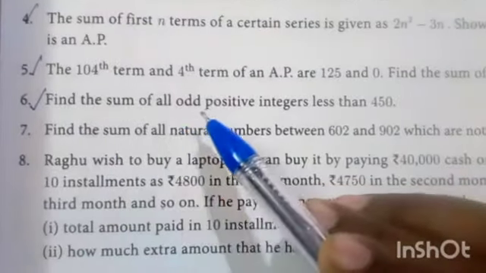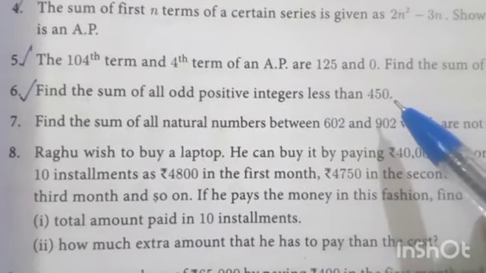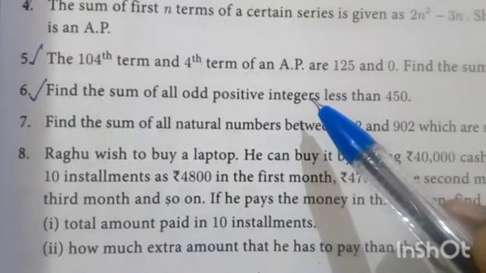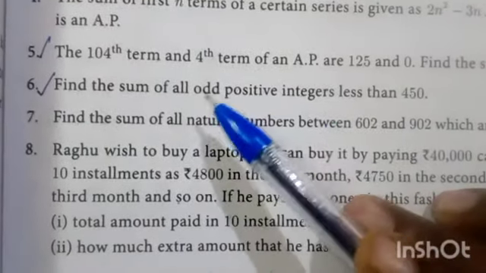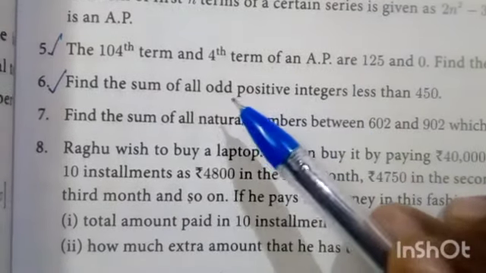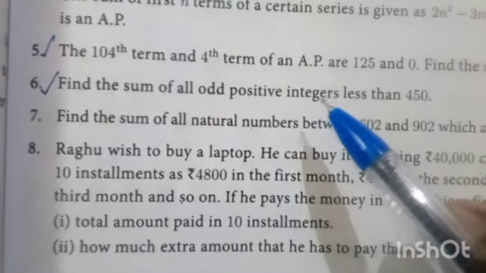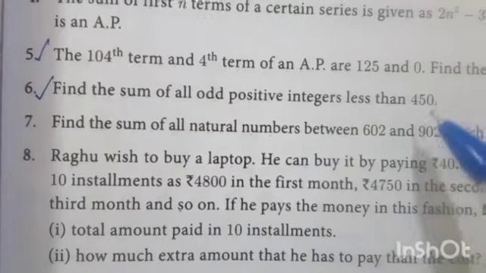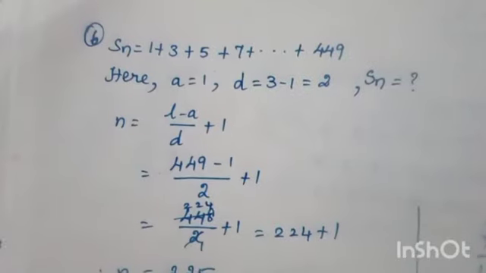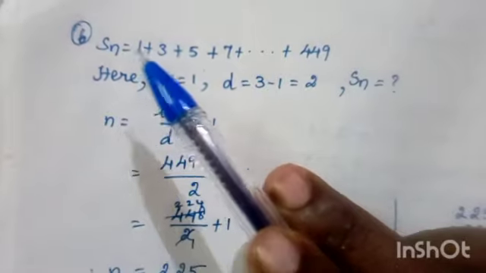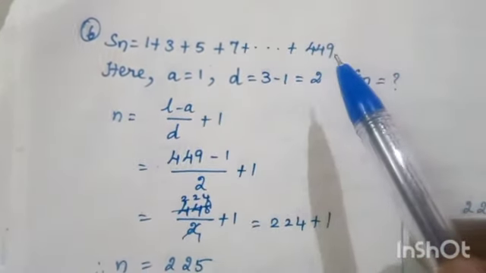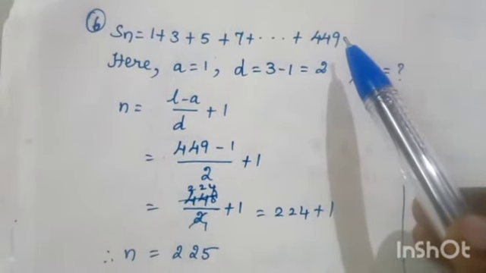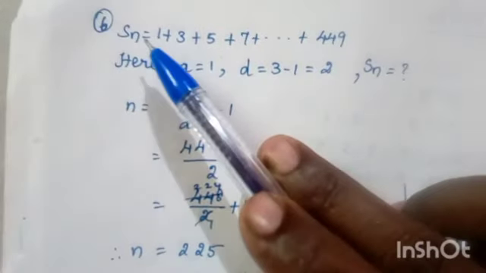Sixth problem, find the sum of all odd positive integers less than 450. Positive integers are 1, 2, 3, 4, 5, etc. For this we have to take only the odd positive integers, that is 1, 3, 5. Their sum we have to consider as less than 450, that means below 450. First consider the odd numbers 1, 3, 5, 7 up to 449, that is below 450. So that is 449, and their sum we want to find.